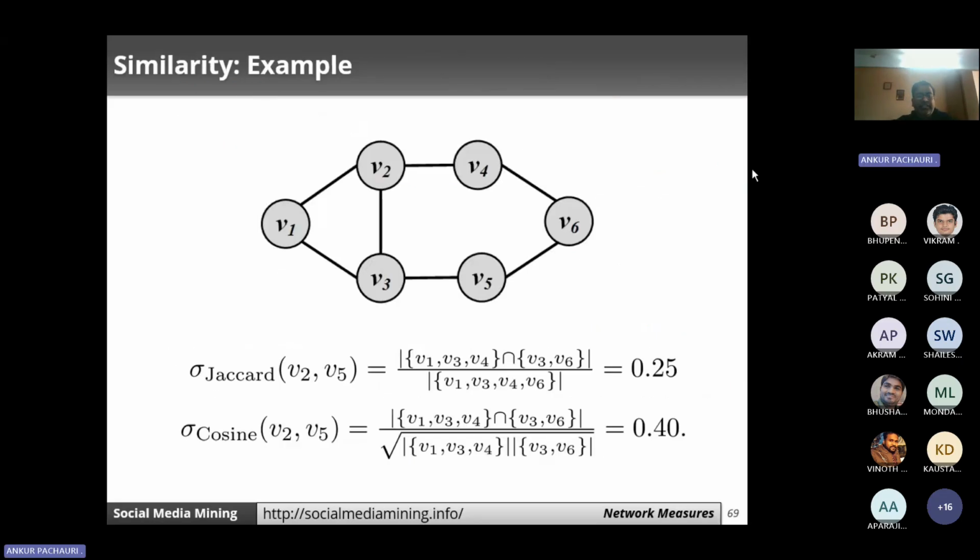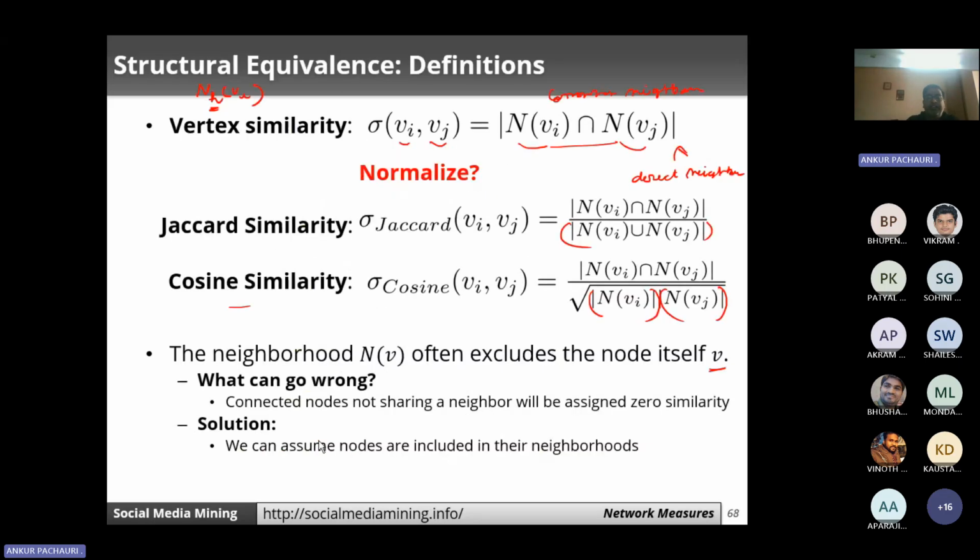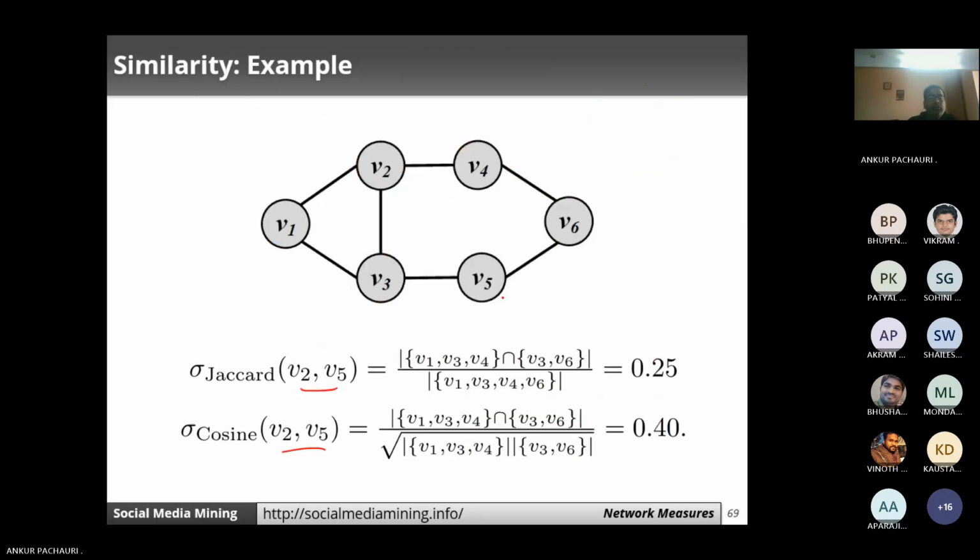So if this is the graph and I have to find the Jaccard similarity and cosine similarity for two nodes, that is with respect to the specific nodes, the Vi's and Vj's. If I specifically want to find it for V2 and V5, then what are the common neighbors? For V2 and V5, the common neighbor is V3.